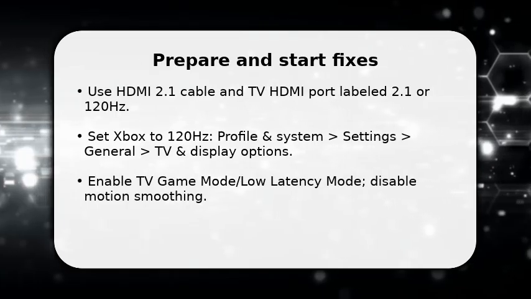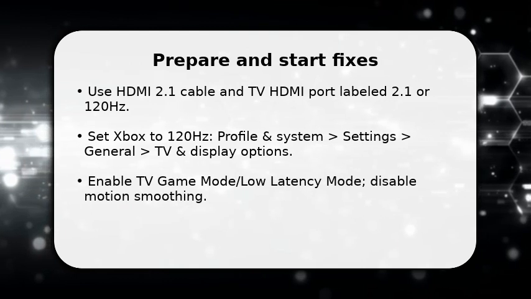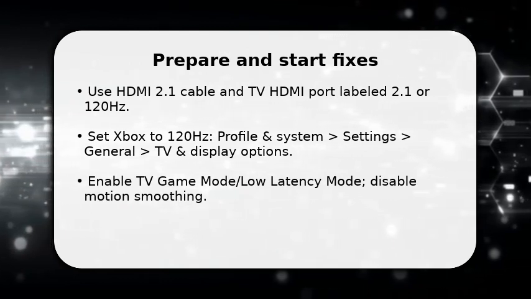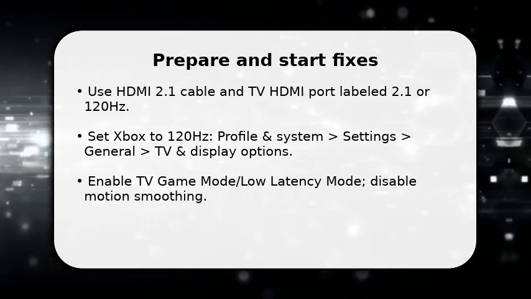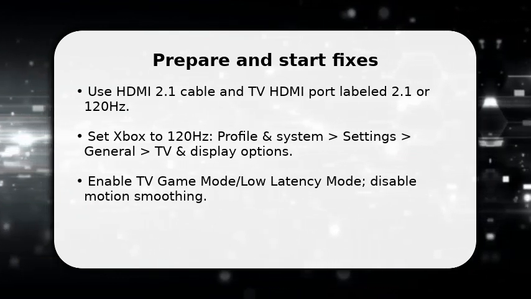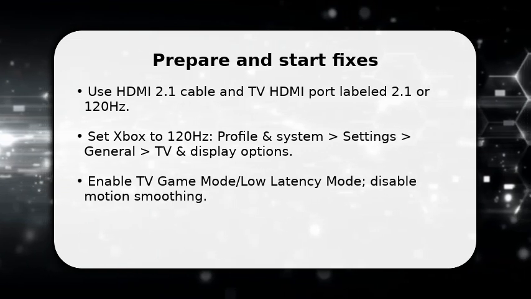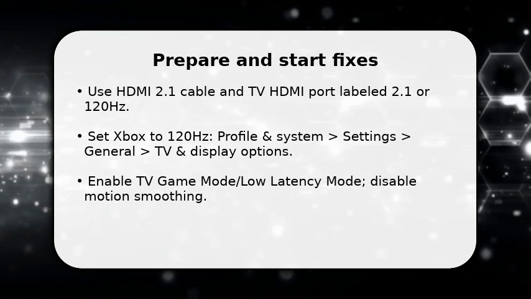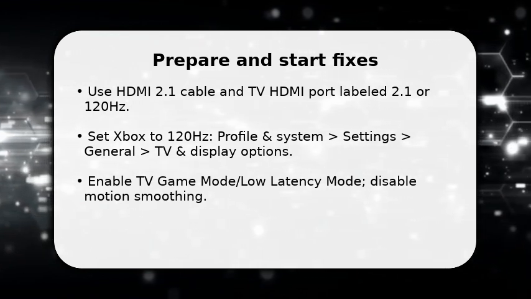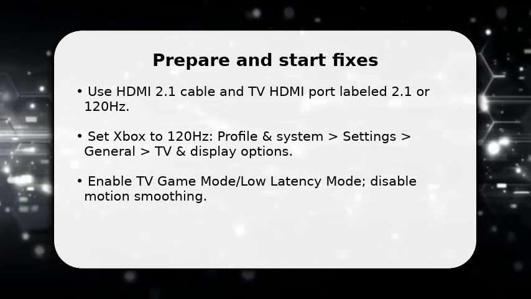You're starting immediately. Confirm an HDMI 2.1 cable and plug into the TV HDMI port labeled 2.1 or 120Hz. On the Xbox, go to Settings, General, TV and Display options, and choose 120Hz and the display resolution you want. This forces the console to output at low latency rates.